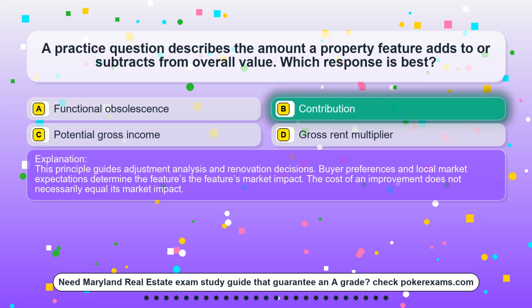This principle guides adjustment analysis and renovation decisions. Buyer preferences and local market expectations determine the feature's market impact. The cost of an improvement does not necessarily equal its market impact.